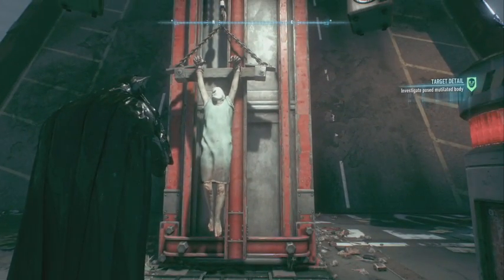Alfred, I found the mutilated body Cash was talking about. I'm going to try and establish a cause of death.